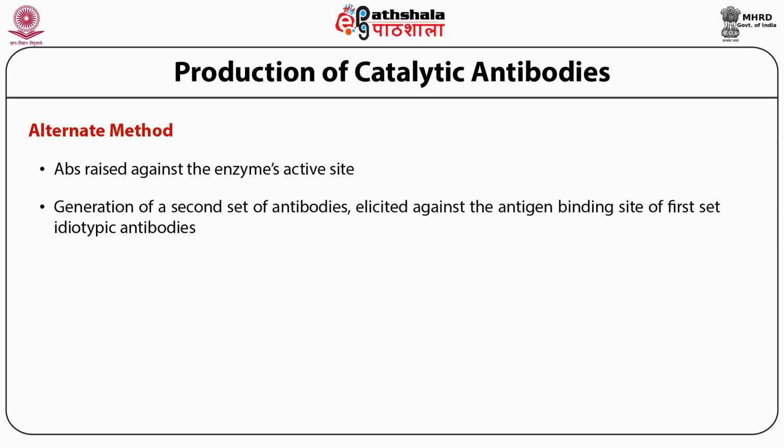This means that the first set of antibodies, which were generated against the enzyme active site, have the complementary structure selected onto the antibody. The second round of antibodies, which are generated against the paratope of the first generation antibody, actually establishes the topology of the enzyme active site. So the second set of anti-ID antibodies actually mimic the original enzyme active site.